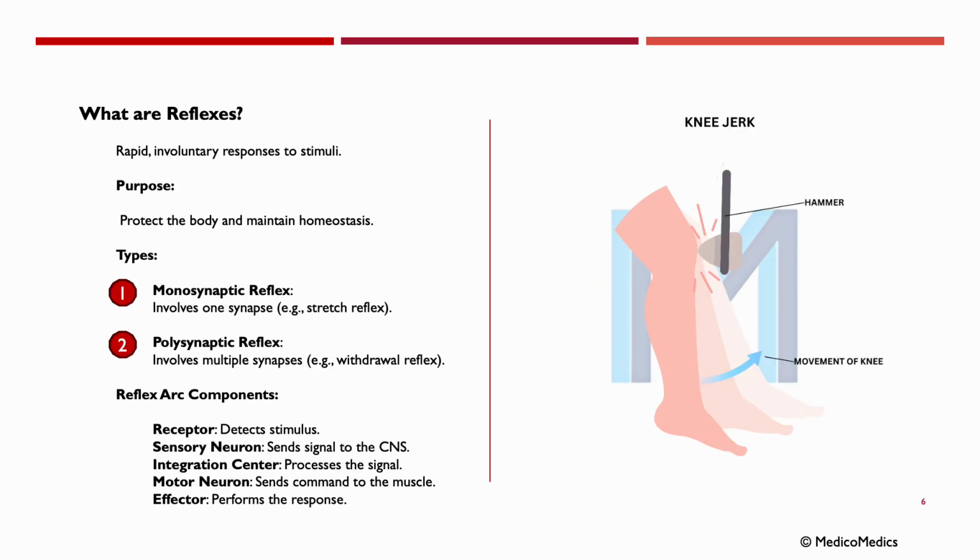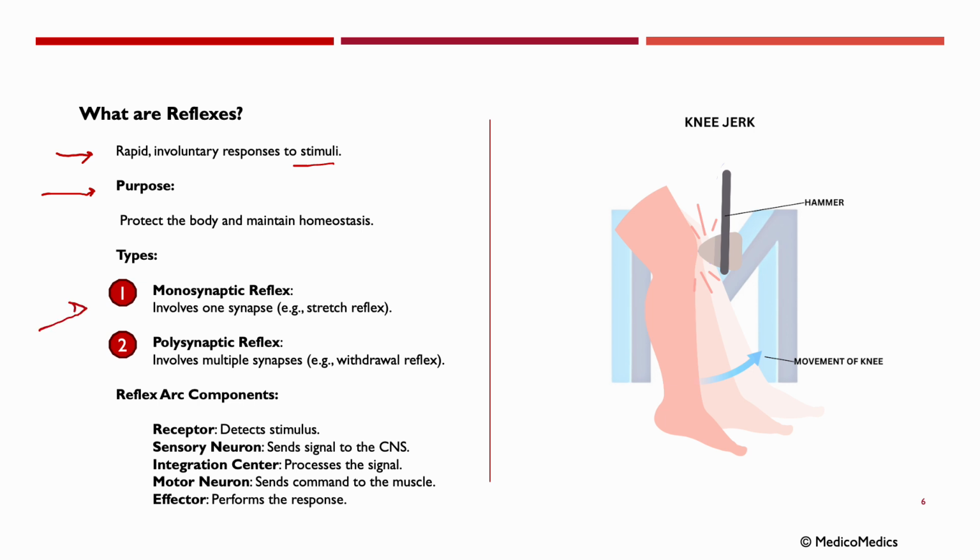So what exactly are reflexes? Well, by definition, reflexes are rapid, involuntary responses to stimuli. So movements that happen automatically without conscious thought. And the main purpose of reflexes is protection and maintaining homeostasis. So think of them as built-in safety systems. For example, the withdrawal reflex pulls your hand away from a hot surface before you even feel the pain fully, protecting you from injury. Now, there are two main types of reflexes.